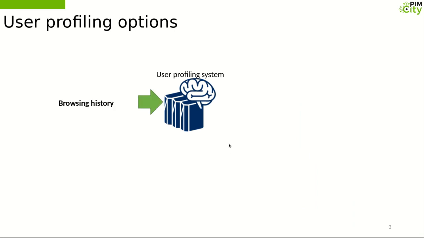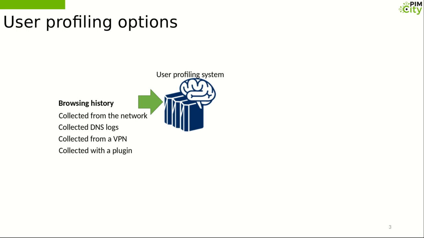As input we need browsing history, but this browsing history may come from very different places. For example, it can be collected directly from the network. We can tap into the network and collect the data. It could be the logs of a DNS server, or even from a VPN server, or it could be collected with a plugin in the browser of the user.